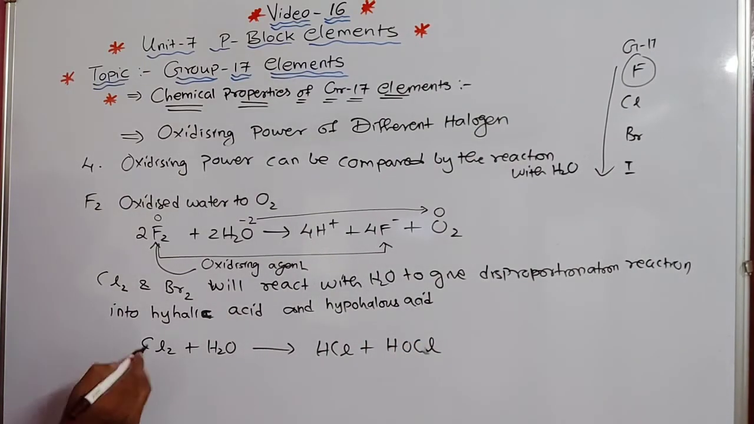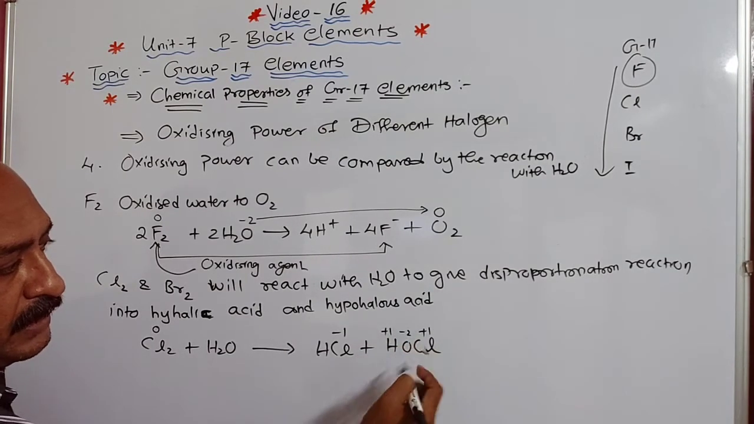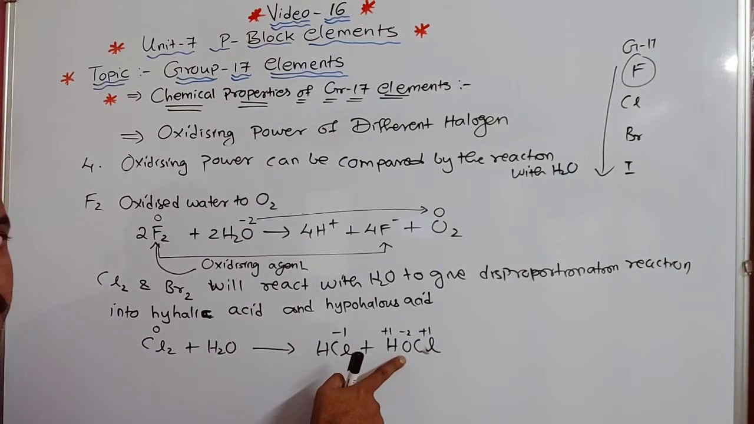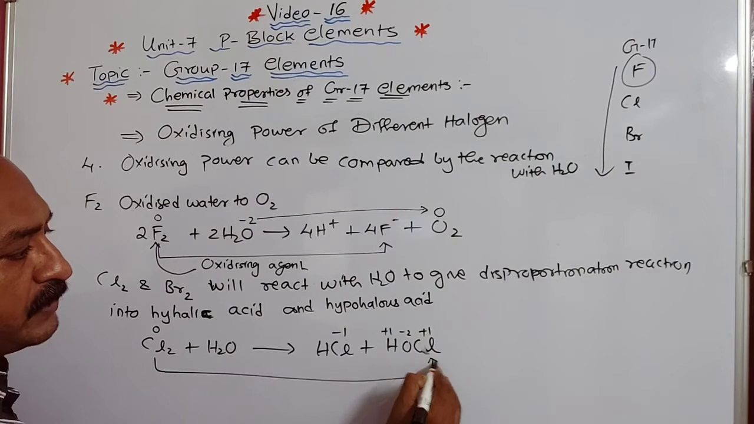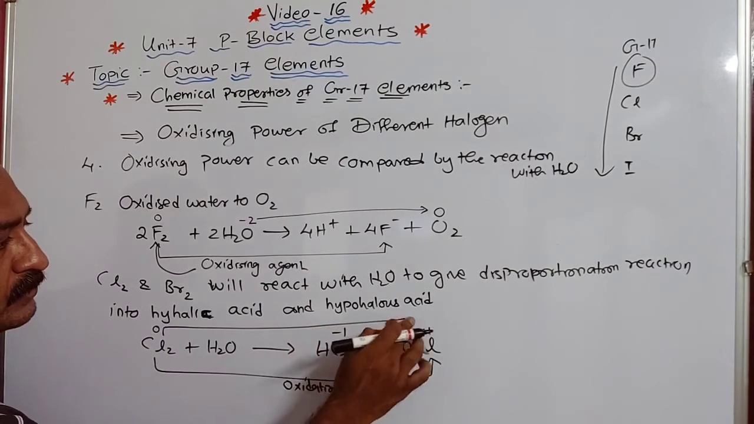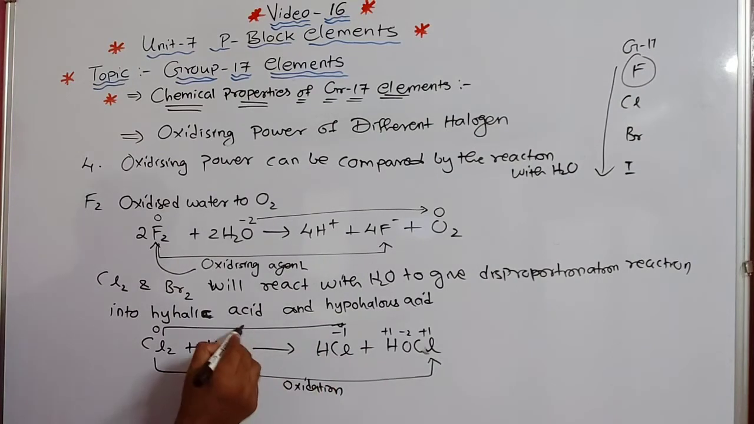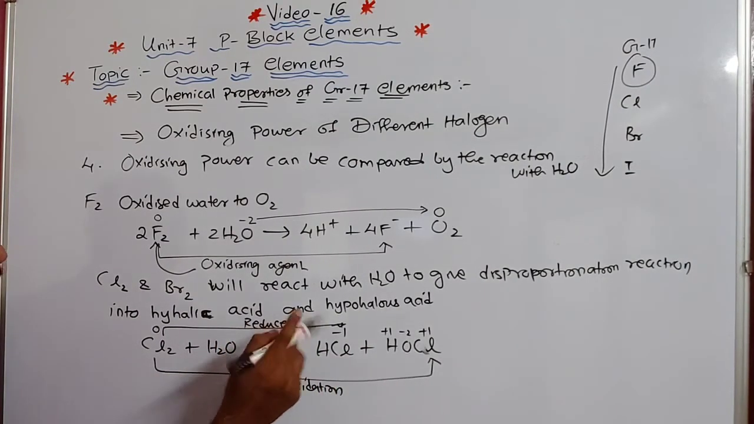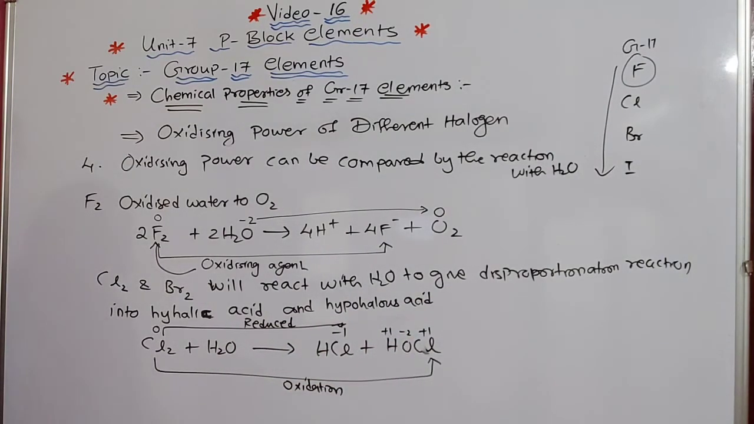HOCl. Understood? Now in this case, chlorine's oxidation number in the elemental state is 0. Here it is -1, and in HOCl it is -2 for oxygen and +1 for chlorine, because oxygen is more electronegative than chlorine. So chlorine going from 0 to +1 means oxidation. The same chlorine going from 0 to -1 is reduced. So the same atom gets oxidized and reduced. That's why we call it a disproportionation reaction.